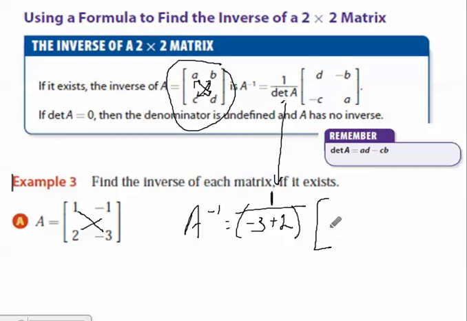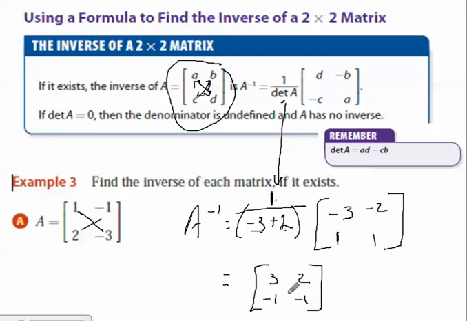And I'm just going to reverse my numbers around here. Negative 3, 1. And then this one's going to be a negative 2. And this is going to be a positive 1. Okay? Well, let's see here. 3 plus negative 3 plus 2 is a negative 1. So this is going to be a negative 1. So I'm going to be multiplying everything by negative 1. So essentially I'm going to get 3, 2, negative 1, negative 1.